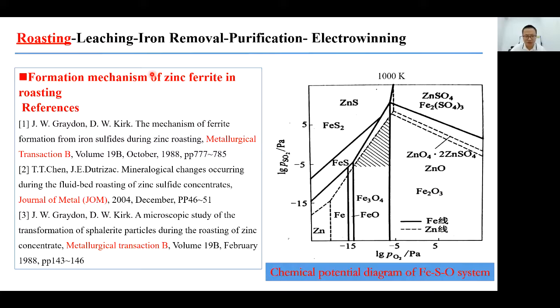And there are a lot of references you can find from MMTB, from JM. They are talking about the formation of zinc ferrite in the roasting unit of zinc production. And also they are telling us how to deal with zinc ferrite.